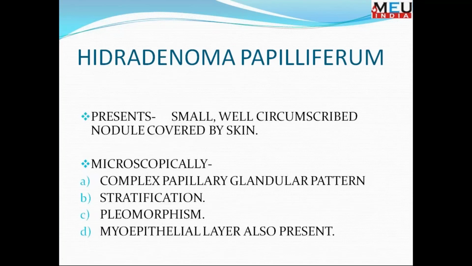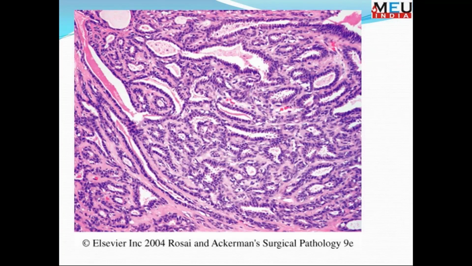Hidradenoma papilliferum presents as a small, well circumscribed nodule covered by skin, and microscopically a complex papillary gland pattern can be seen, along with stratification, pleomorphism, and myoepithelial layers. See, this is the hidradenoma papilliferum. We can see a frond-like appearance. Complex papillae are formed, and there is stratification.